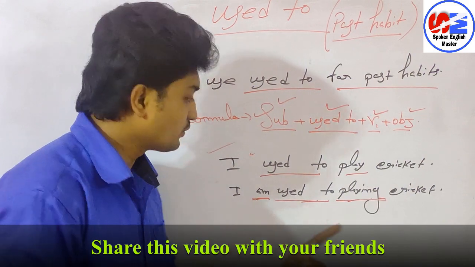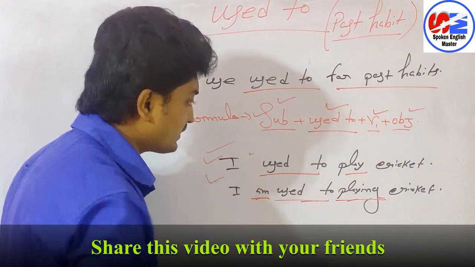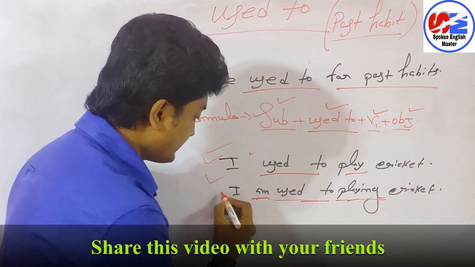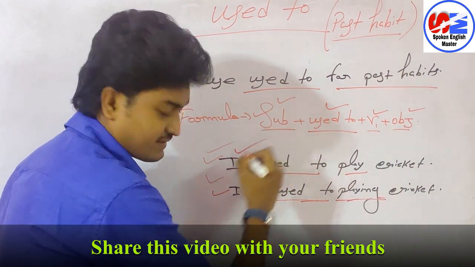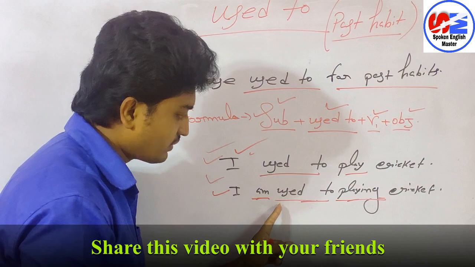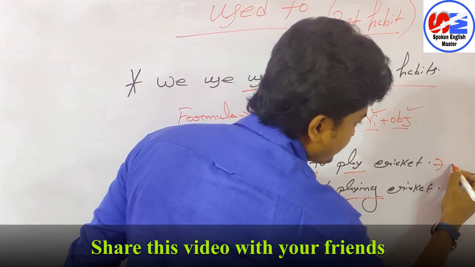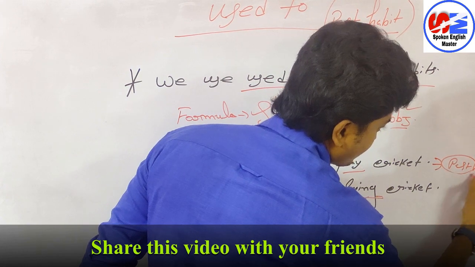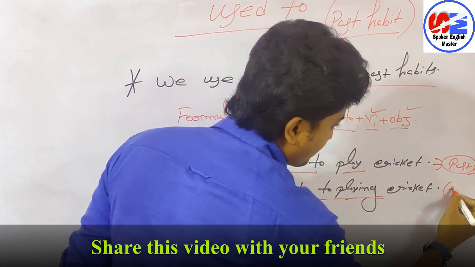यही डिफरेंस है. सो ये जो दोनों सेंटेंस है ना, both the sentences are not carrying the same meaning. Both are totally different sentences. This is your present sentence, this is your past sentence. This one is past, this one is present. This sentence is expressing past habit. Okay, past habit. This one is present.